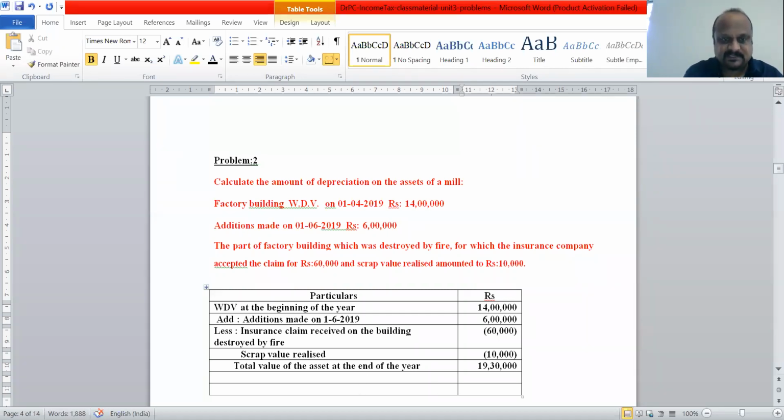For this, we have to find the depreciation. Depreciation at the rate of how much? Factory building 10%. 10% is the depreciation. So that comes to how much?